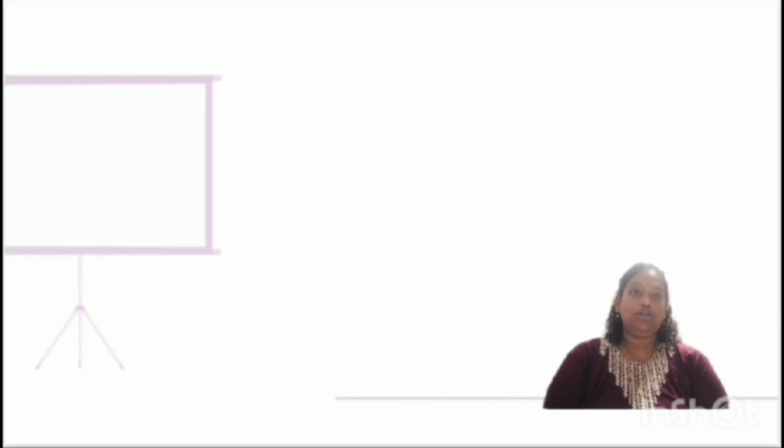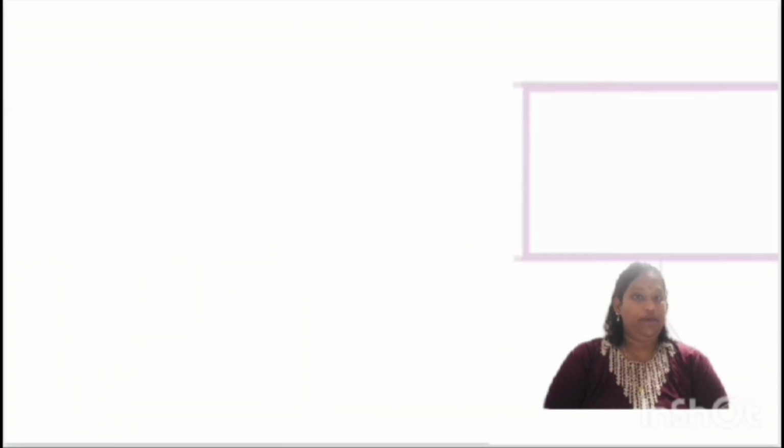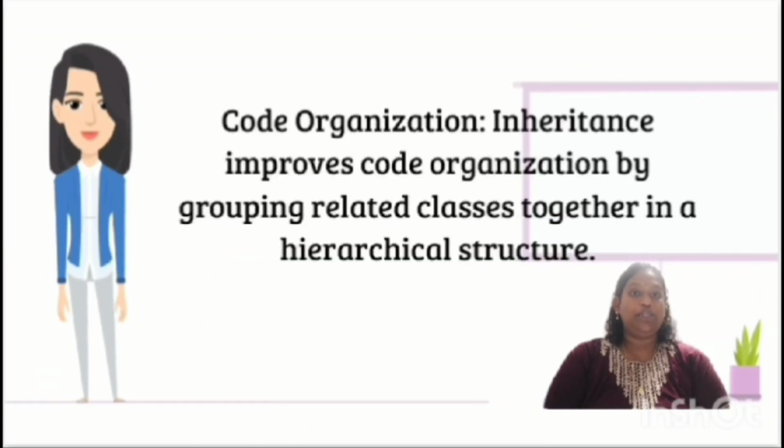Next, we will see what is code maintenance. Since inheritance reduces redundancy, it simplifies code maintenance. Fixes or updates done to the parent class apply automatically and reduce the chance of error. If you found a bug in a Vehicle class and fix it, it automatically corrects this behavior. Lastly, we will see what is code organization. Code organization means grouping the relevant classes together.